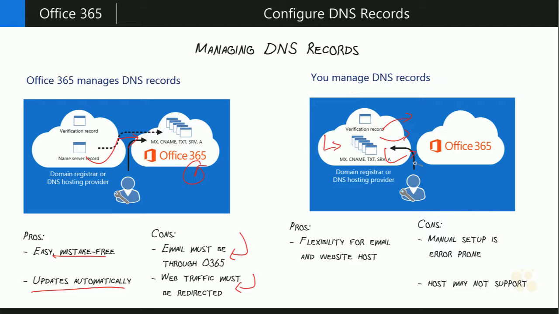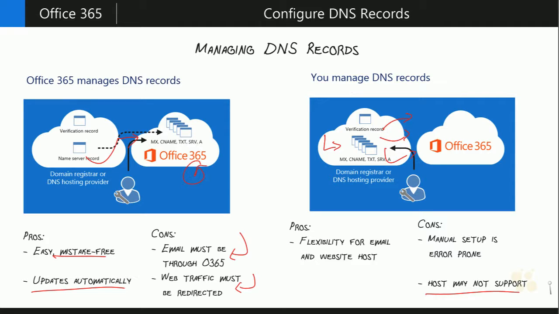The pros for this, well, it's really flexible. You can handle your email and your website hosting appropriately. You can get a lot of power and flexibility in your DNS system by using your own registrar, your own DNS host. The cons, of course, manual setup is error prone, and your host may not support this. Setting up your name server to point over to Office 365 is not necessarily supported by your domain host, though these days it pretty much is. So your two options, Office 365 manages it or you manage it.